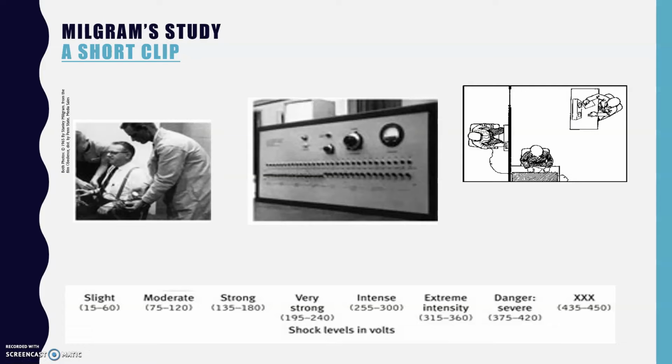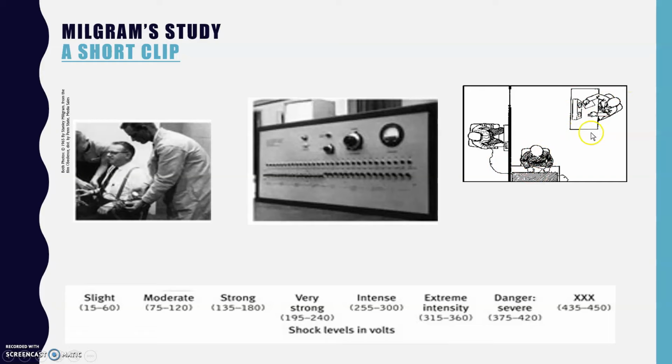And so every time that he makes a mistake, you're told that he will be shocked. Now, what you probably don't know is that this setup is a fake. Nobody is actually being shocked, but you, the participant, have been led to believe that this other participant will be shocked if they get something wrong.